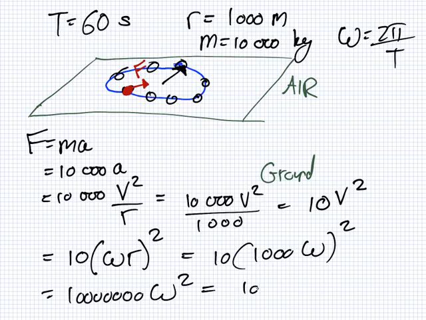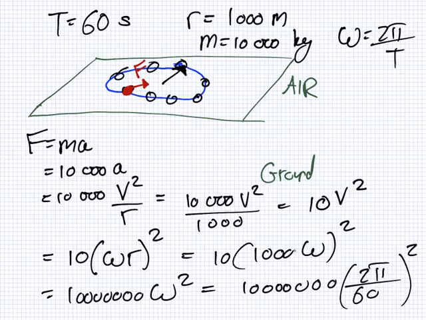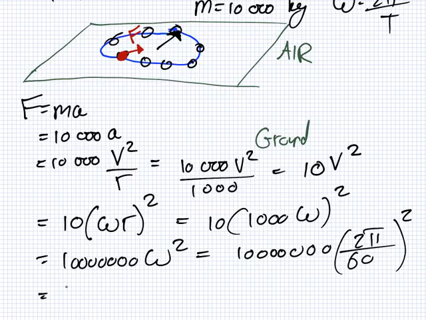So if I just put in 2 pi, and what's the T? 60. That's 0.1. Oh, you got the omega. Sorry. No, that's okay. Let me just put it.